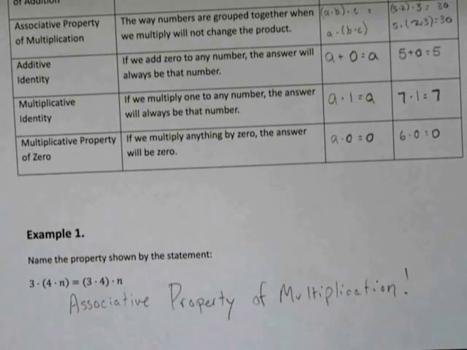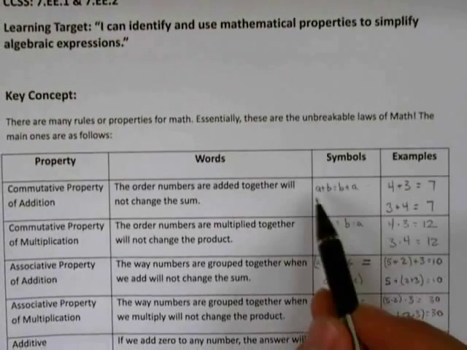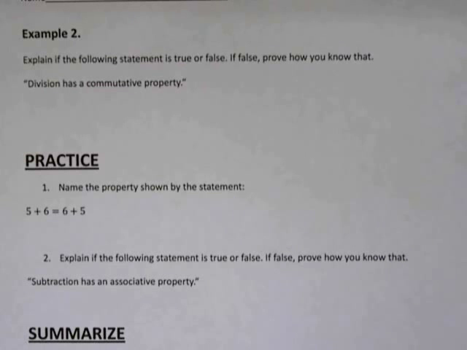Okay, let's do example 2. Example 2 says to explain if the following statement is true or false, and if false, prove how we know that. The statement says division has a commutative property. And remember, commutative property was that the order doesn't matter. And so do we think this is going to be true or false? So let's just test it out, and this is how we will prove it.